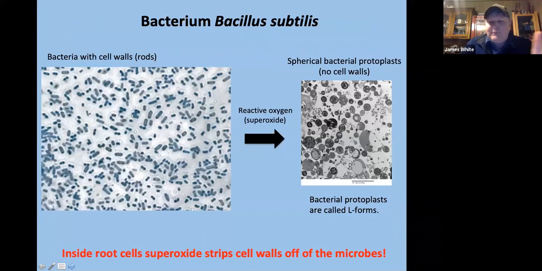Okay, so this basically shows that process. Here to the left, you can see all these rods. These are all the bacteria that have their cell walls. They're rod shaped. After the superoxide hits them, you can see here, they become these little spherical protoplast structures. These spherical structures lack their cell walls, and they also lack their shapes. They don't have rod shapes. And the other feature of these is they're many different sizes. There's little ones and there's big ones, and then they bud.